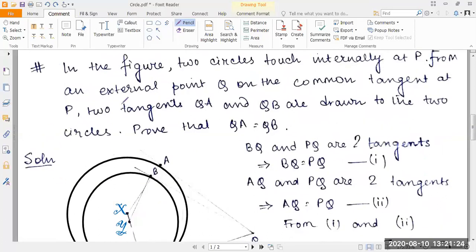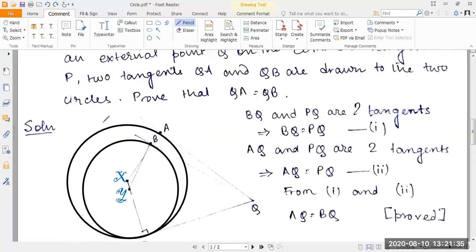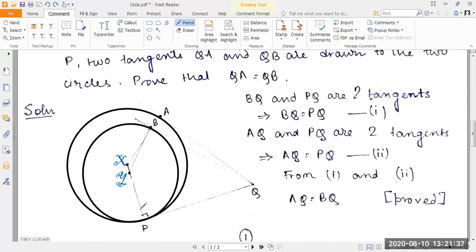Next, what we see is, from an external point Q, they haven't given any particular position, but they have said it needs to be on the common tangent at P. So we know that these two circles under consideration touch each other internally at point P.